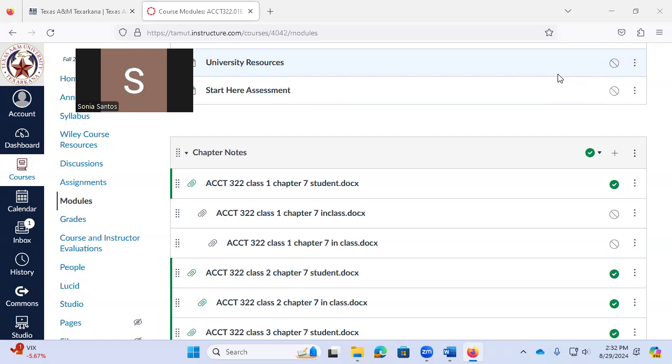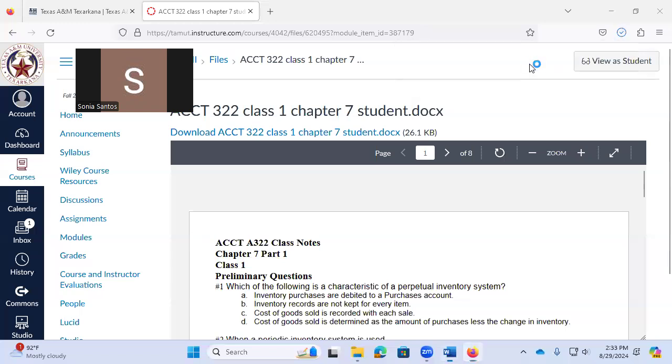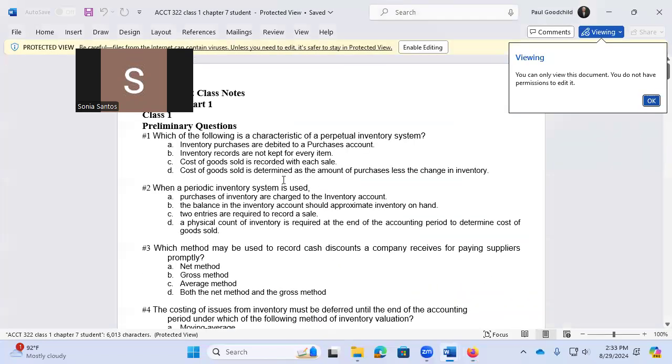If you want to write on the computer, focus on information, not on structure. If you're online, go to the modules, then go to chapter notes and scroll down. If you click on that, it will load up for you, and you'll have exactly what you're looking at there. And you can follow along with us.